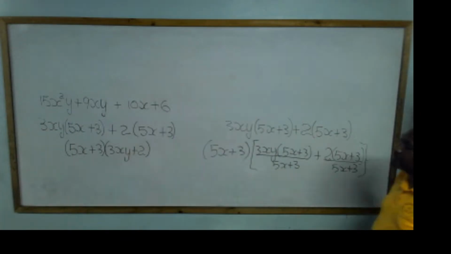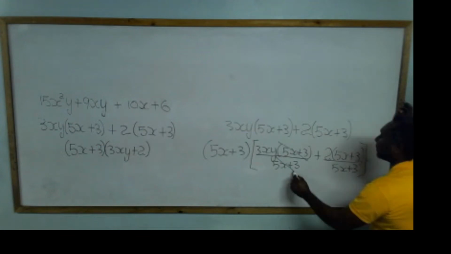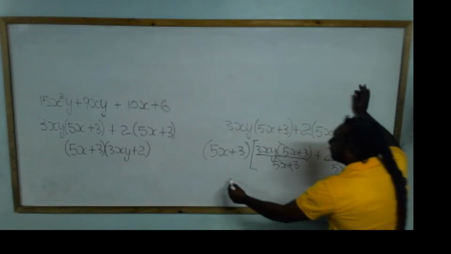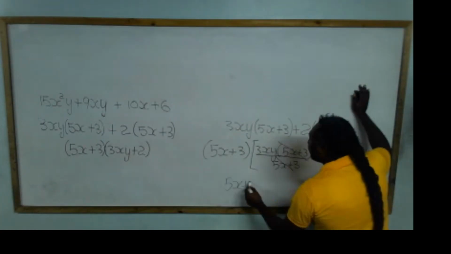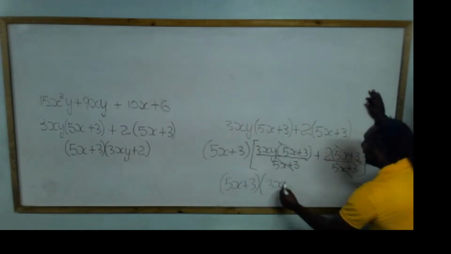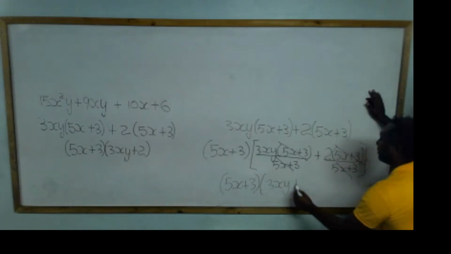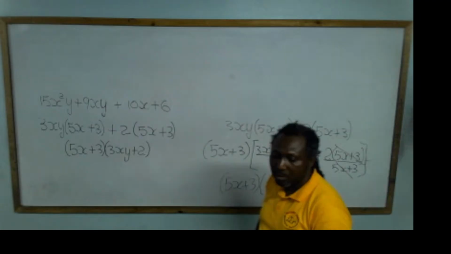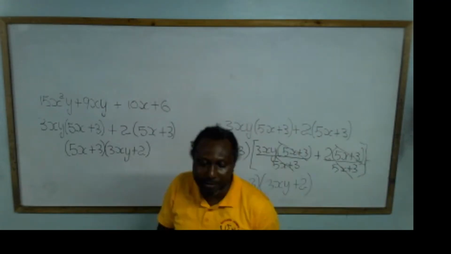So when we are through, these two will cancel. Also, this will cancel with this. And what we'll have at the beginning is the 5x plus 3 still. And 3xy will be left. And of course, the plus 2. So that is why the 3xy plus 2 will go inside of the other pair of brackets.